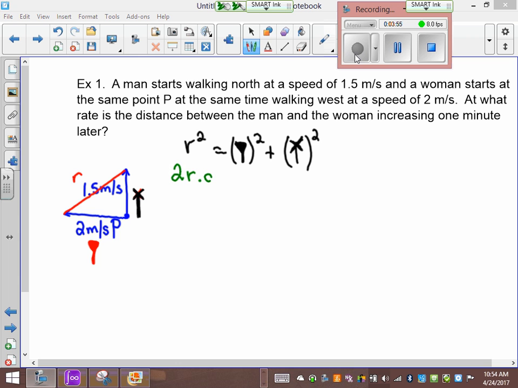So we have 2r times dr dt using power rule equals 2 spatula d spatula over dt. Oh, come on. My smartboard's making me not happy. Plus 2 railroad crossing d railroad crossing over dt. Okay.